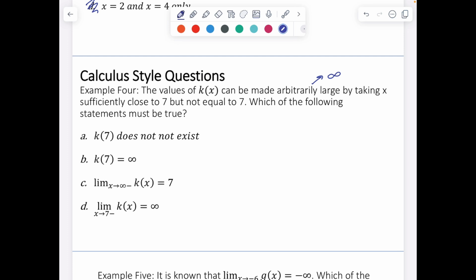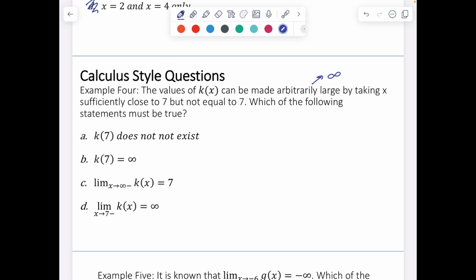Now, some of these answers could be true, but the question is asking what must be true. And so we'll just go through these. It says k of 7 does not exist. We don't know that. There's nothing here that tells us that it doesn't exist.